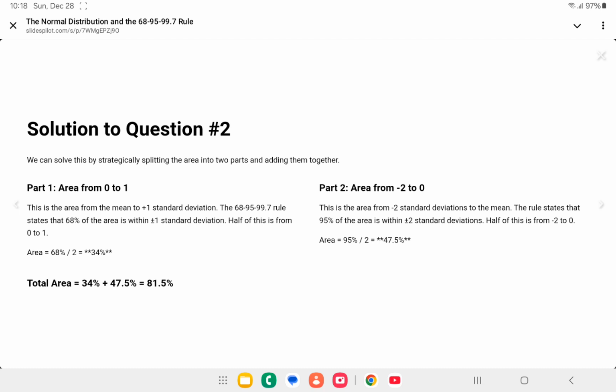We'll start with the right half, which goes from 0 to 1. We know that 1 standard deviation away from the mean gives us 68%, and half of this is 34%, giving us our area from 0 to 1. The next half goes from 0 to -2, but we know that within 2 standard deviations from the mean, we have an area of 95%. Dividing this by 2 gives us the area from 0 to -2, which is equal to 47.5%. And finally, to get the total area contained between -2 and 1, all we have to do is add these 2 areas together. And when we do, we get a total area of 81.5%.